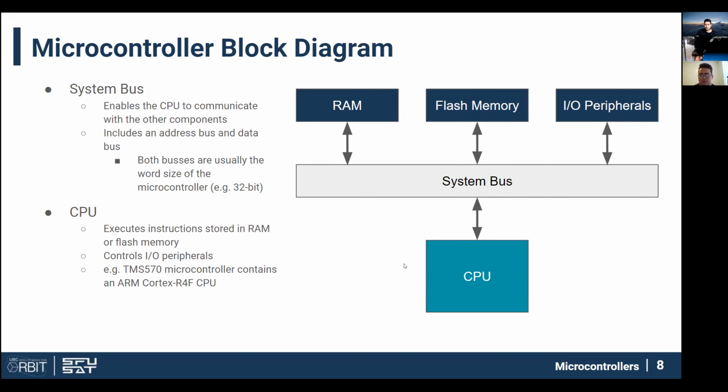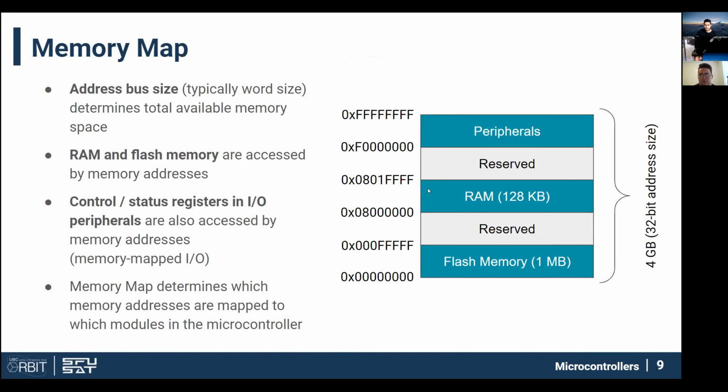Looking here, the CPU needs to know how to talk to each of these modules, and the way it does that is they're all memory mapped. What that means is there's an address space, and the size of it is determined by the word size of your architecture. For 32-bit, the max value of a 32-bit integer is about 4 billion, so you've got 4 gigabytes of address space.